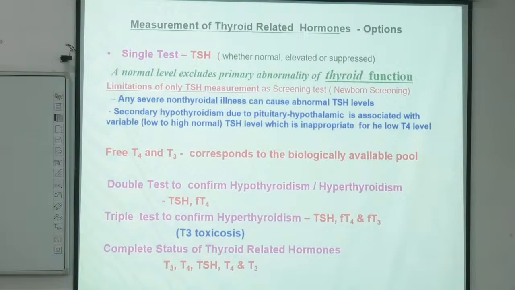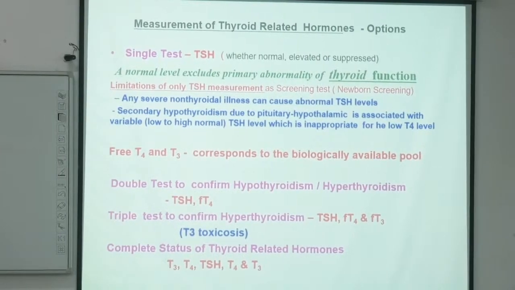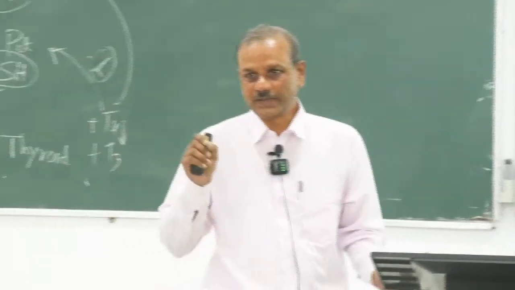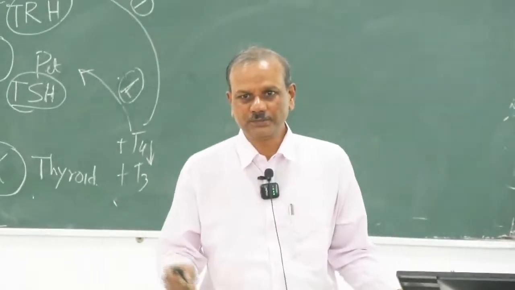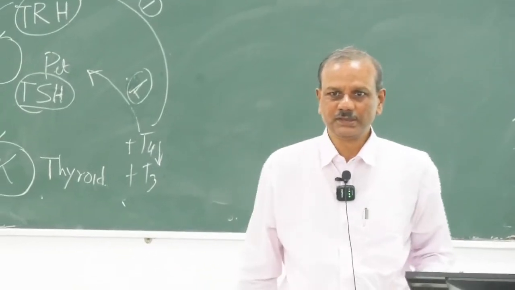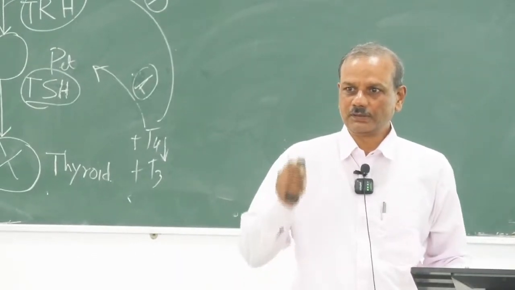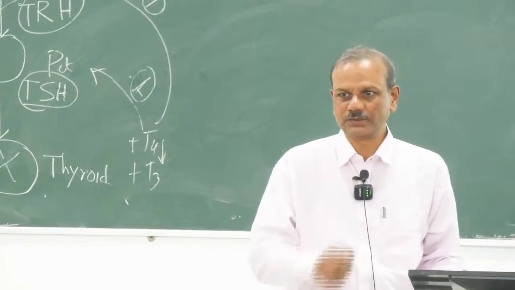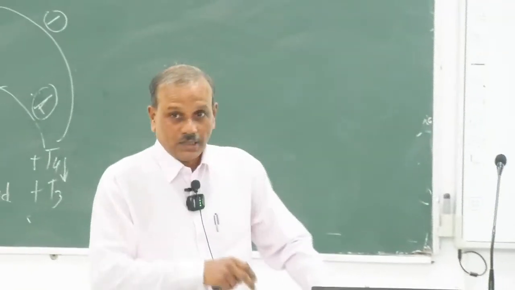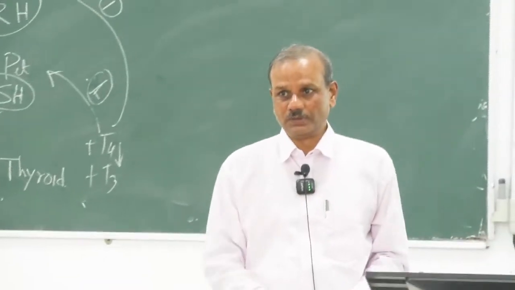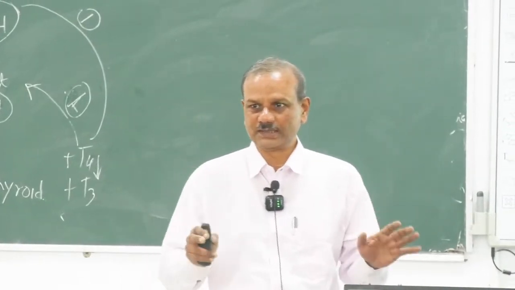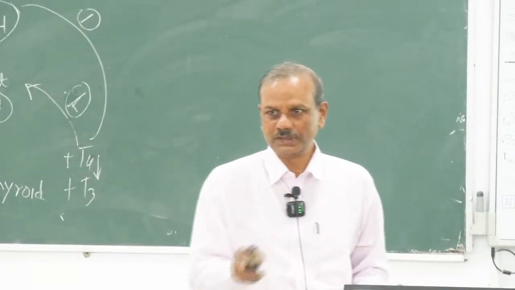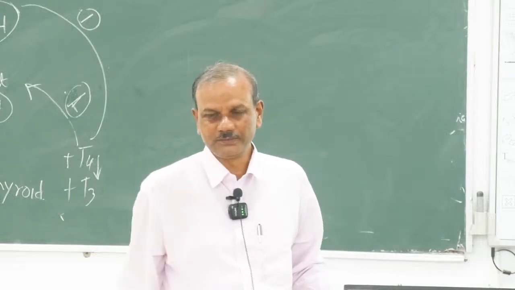So if 3 tests are allowed, then you go for TSH, FT4 and FT3, because there is an entity called T3 toxicosis. When there is hyperthyroidism, obviously T4 and T3 will be increased, but FT3 is increased much more in T3 toxicosis. And if you want the complete picture as a whole, you do all 5 parameters, and usually on an initial screening I prefer to do all these 5 tests to have a baseline level.